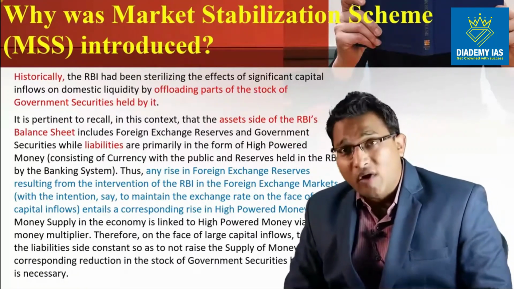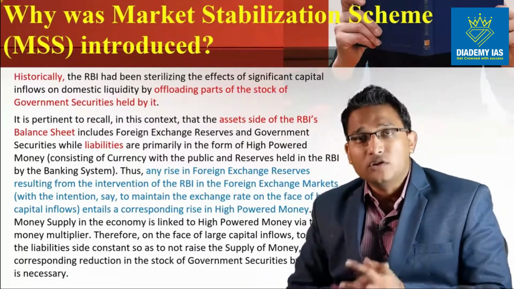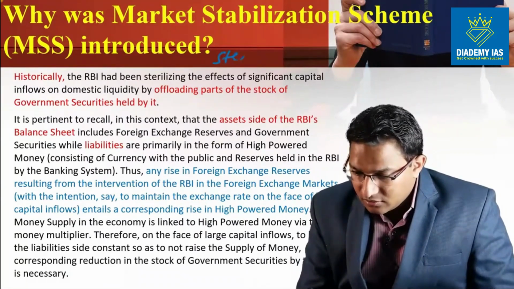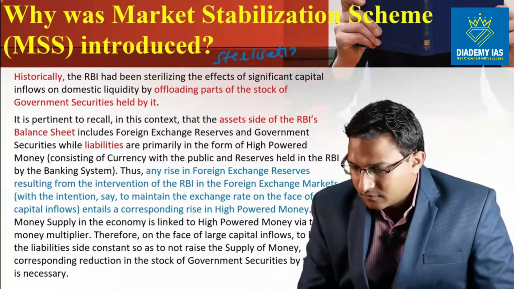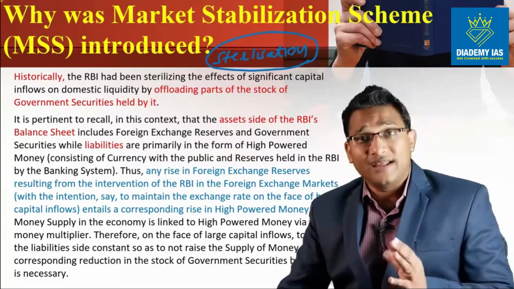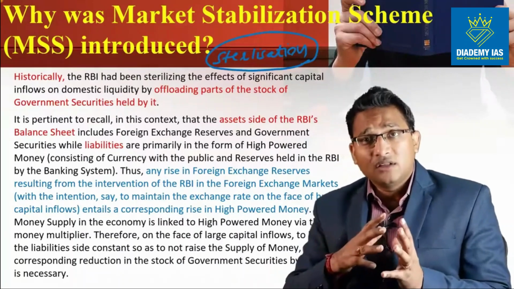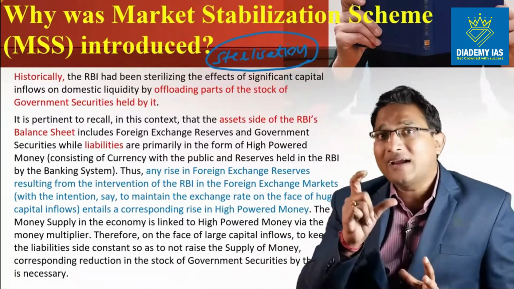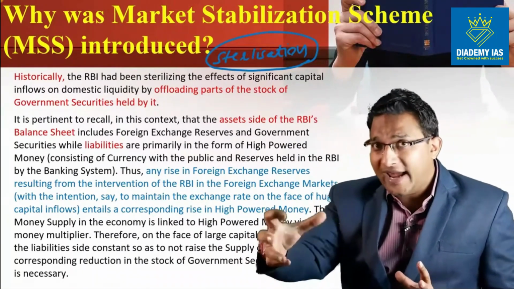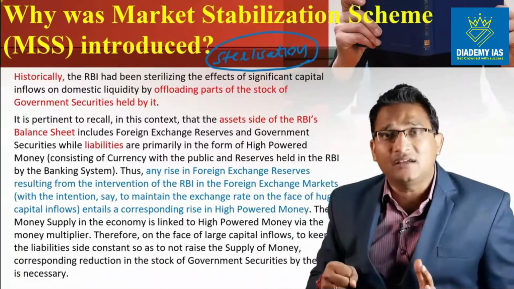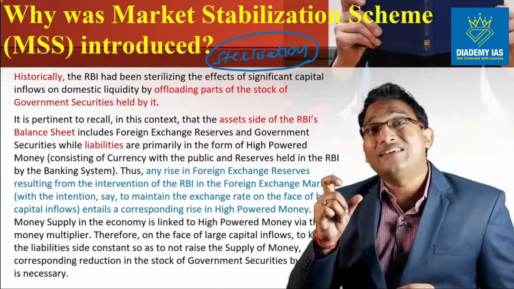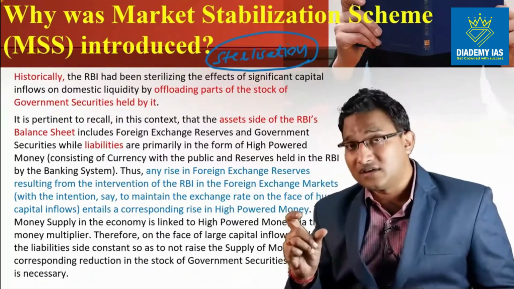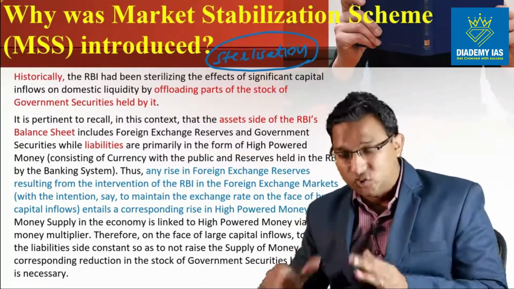So friends, before we move ahead, let me also tell you one more term. That term is called sterilization. So what is sterilization? Sterilization is a situation where the government is issuing the bonds and absorbing the liquidity, right? So when the market stabilization bonds are issued and the liquidity is absorbed from the market, then it is called sterilization of the Indian economy. This is called sterilization of the Indian economy, right? So this is the term which I wanted to tell you, right?